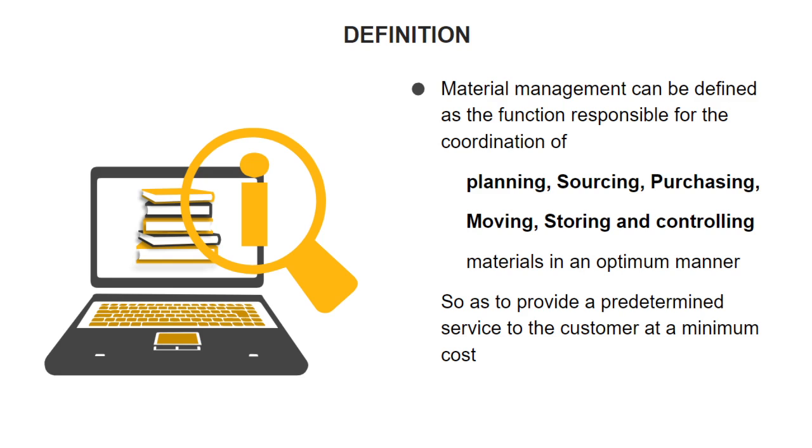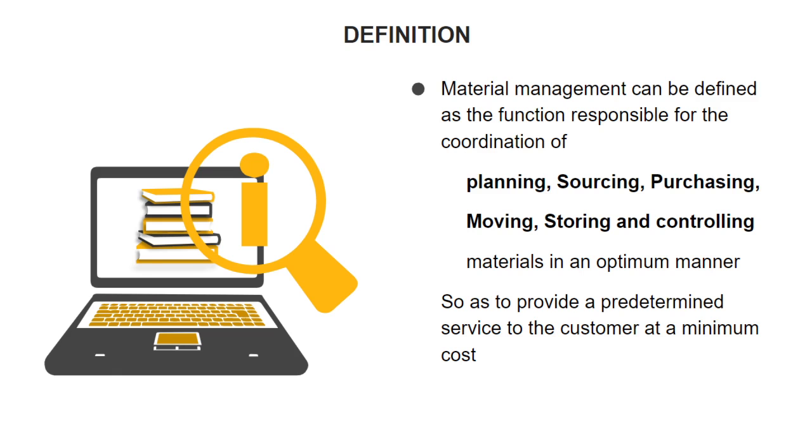Now if you look at these particular points like planning, sourcing, purchasing, moving, storing and controlling, all are basically the functions which should be done by the materials manager. Right? And all of this has to be done in order to provide a predetermined service to the customer at minimum cost. So every materials manager has to take care that he provides the predetermined services to his customer at a minimum cost. There are many other definitions which can be taken into consideration, but I reported this because it covers functions also.